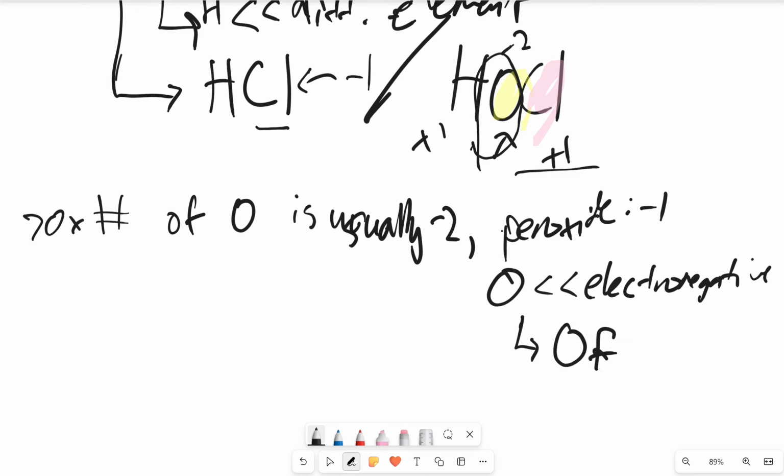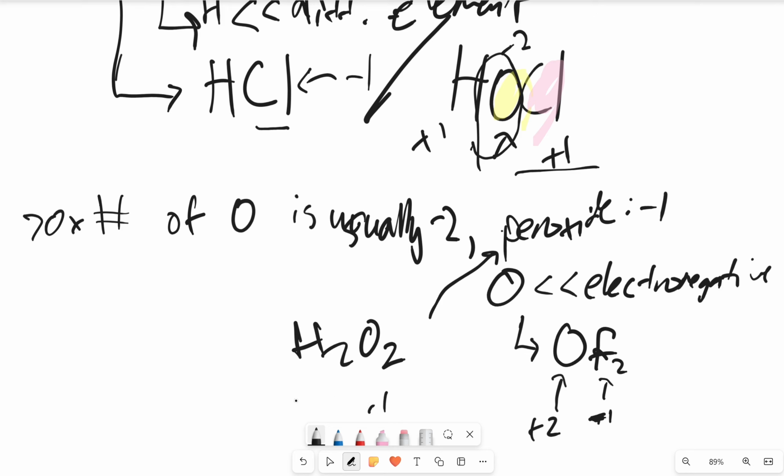So like it's like OF, right? Fluorine is more electronegative than oxygen. Remember our periodic trends, right? So oxygen is going to be +2 instead because F is -1, right? And then peroxide, right? H2O2. Each oxygen is going to be -1, -1. Each H is going to be +1.